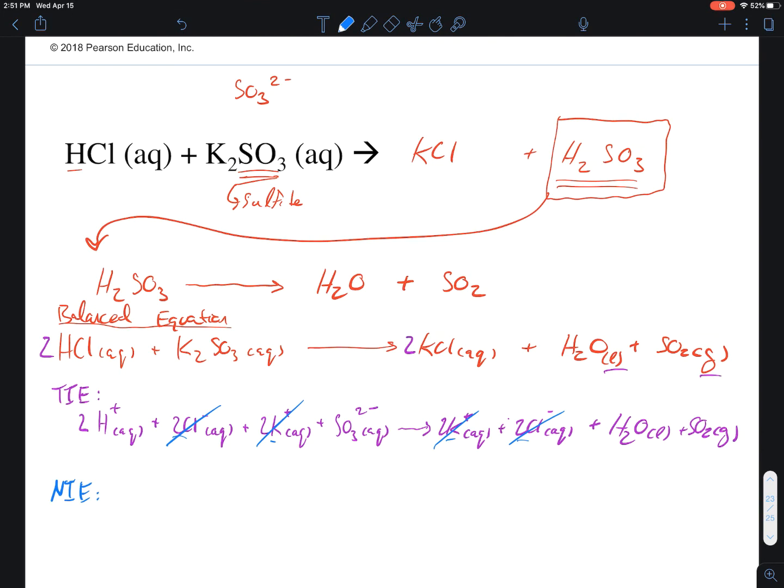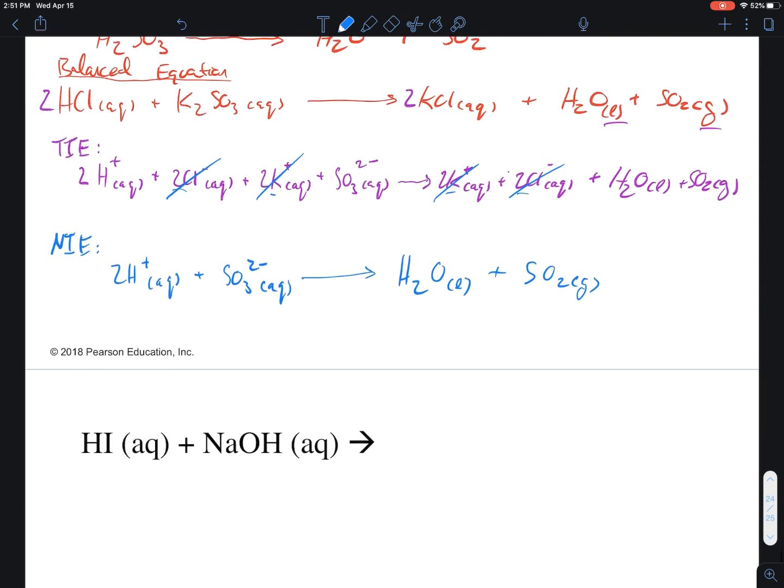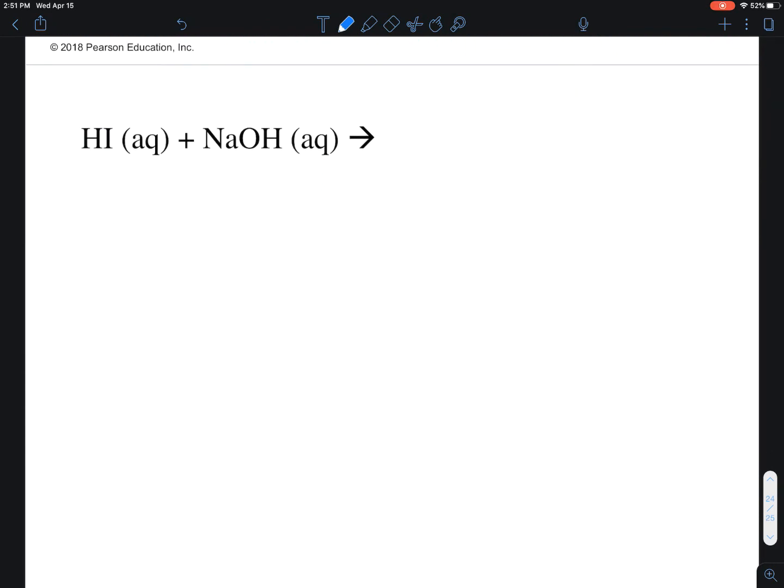So our net ionic equation is going to be 2H plus aqueous plus SO3 2 minus aqueous, giving us H2O liquid plus SO2 gas, right? That is our net ionic equation for a gas formation reaction.